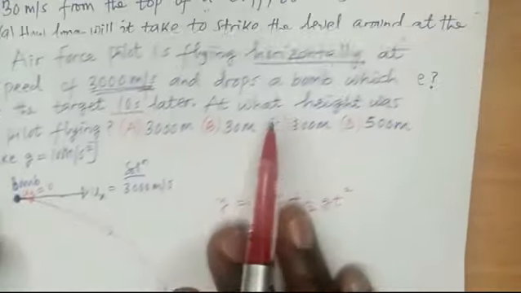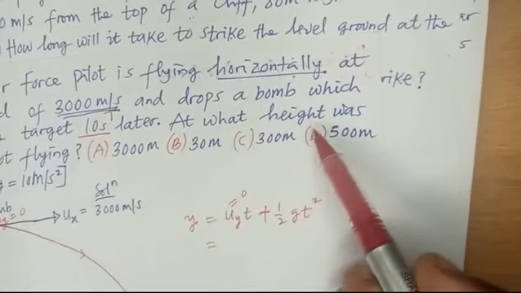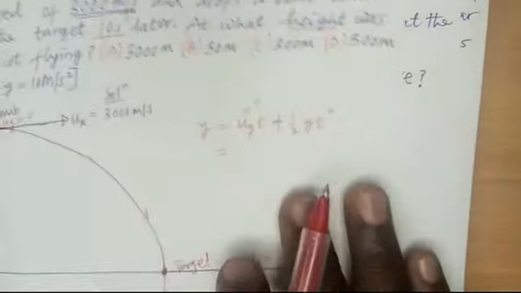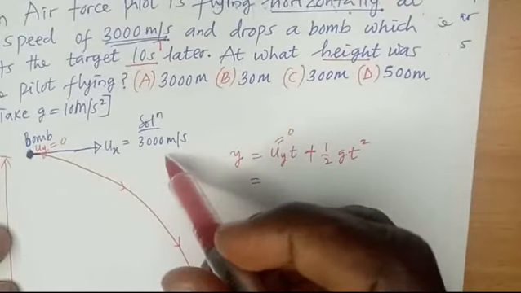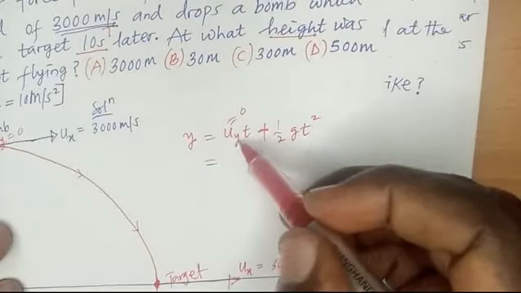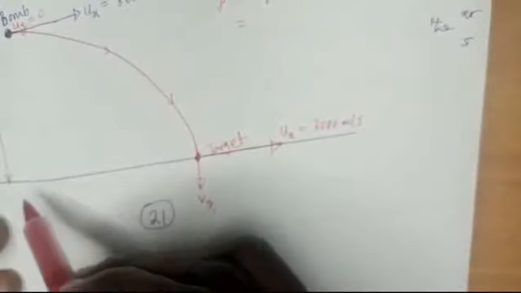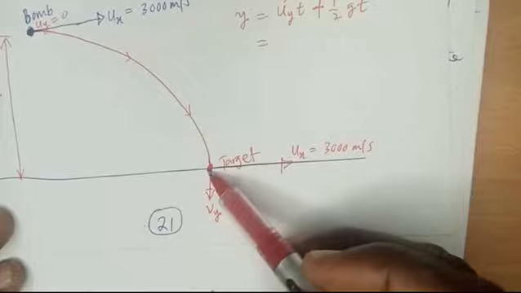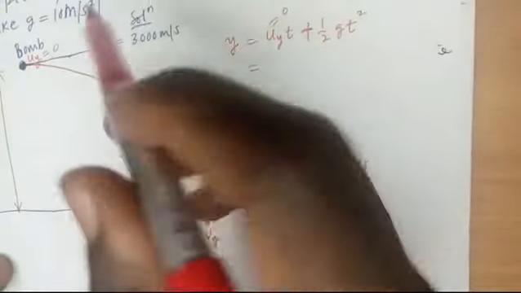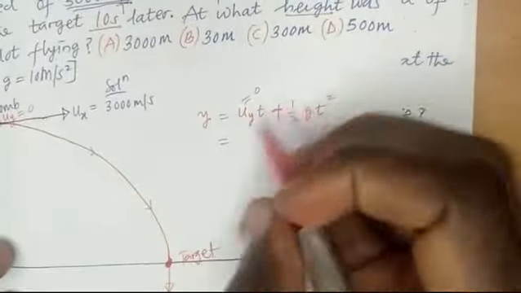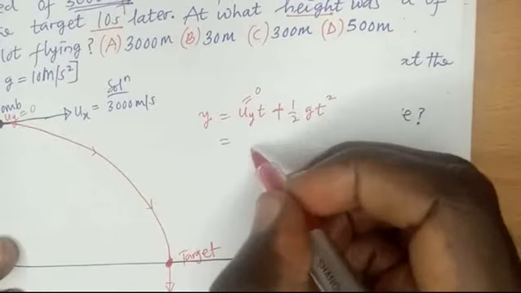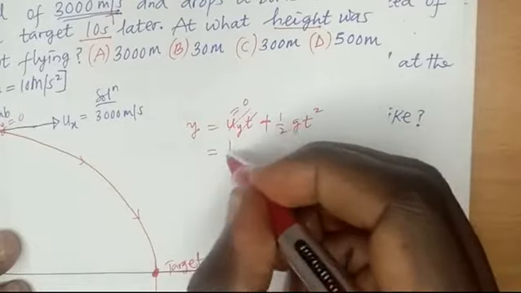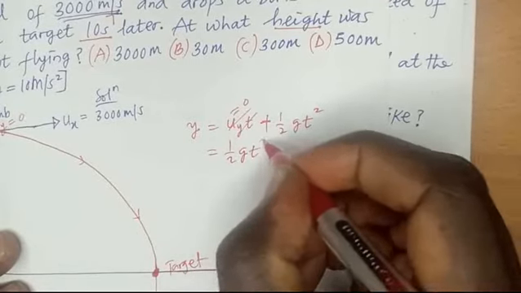Look at the question, it says what height was the pilot flying. So it's a vertical distance, and we are not using horizontal velocity for that. When you use u sub x, it means you want to get the horizontal distance. That's the only time you need u sub x. Okay, u sub y is 0, so this term vanishes and your y becomes half g t squared.